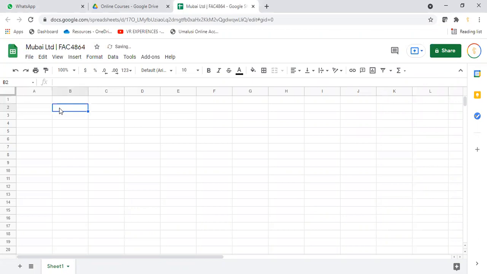Okay, so let's deal with this. When you prepare a statement of changes in equity, remember the three things you need to do. You need to put in the company name, so it is Mumbai Ltd.